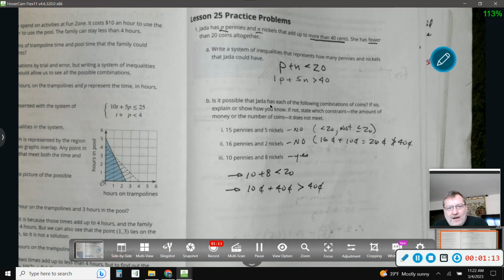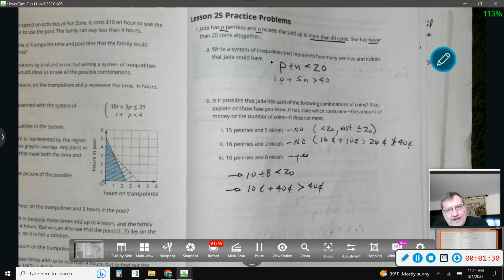And then part B, is it possible that she has the following combination? So you have 15 pennies and 5 nickels. I said no because we're supposed to have fewer than 20 coins, and this comes up to exactly 20 coins. You're splitting hairs, but if they say fewer than 20, that means the most you can have is 19 total coins, so not 20. So 16 and 2, okay, now you're at 18 coins, so you do make the cutoff for the 20 coins.